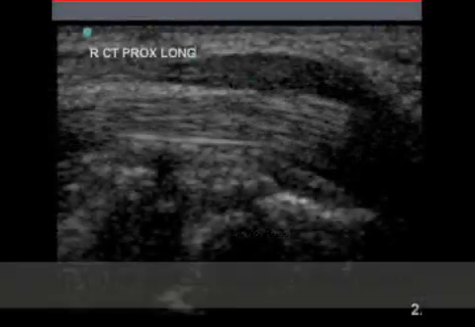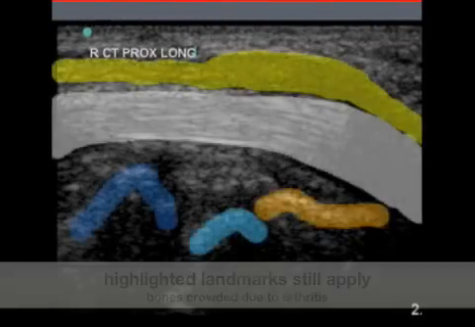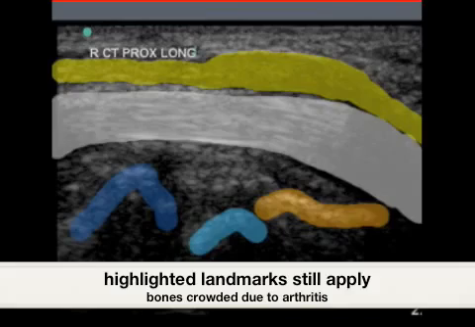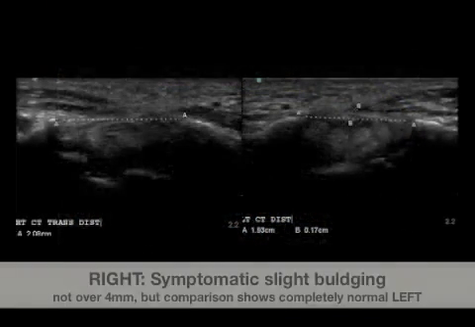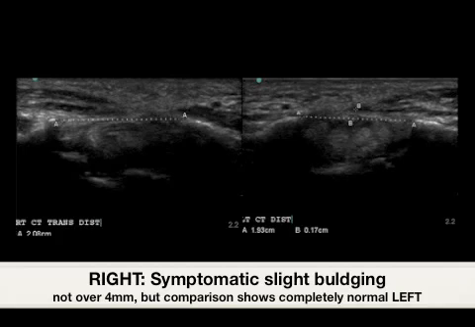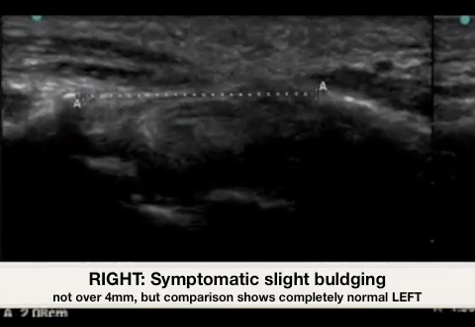In this image, there's a fusiform swelling or bulging just proximal to the carpal tunnel. Although not quite 4 millimeters, there is slight bulging to the symptomatic side in this wrist, where the asymptomatic side stays completely beneath the carpal tunnel level.